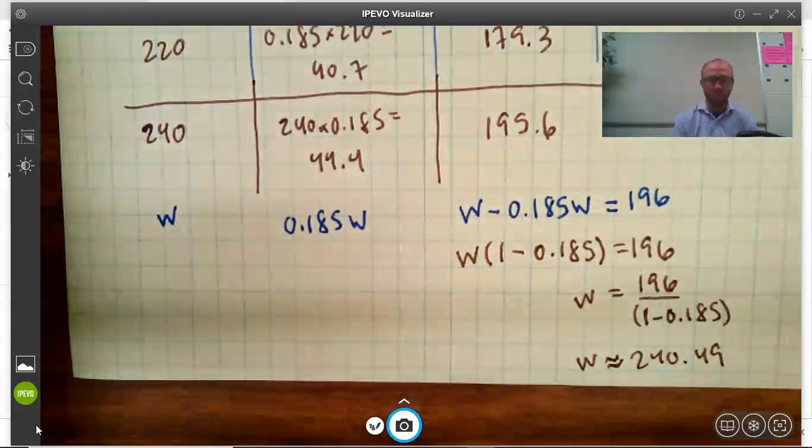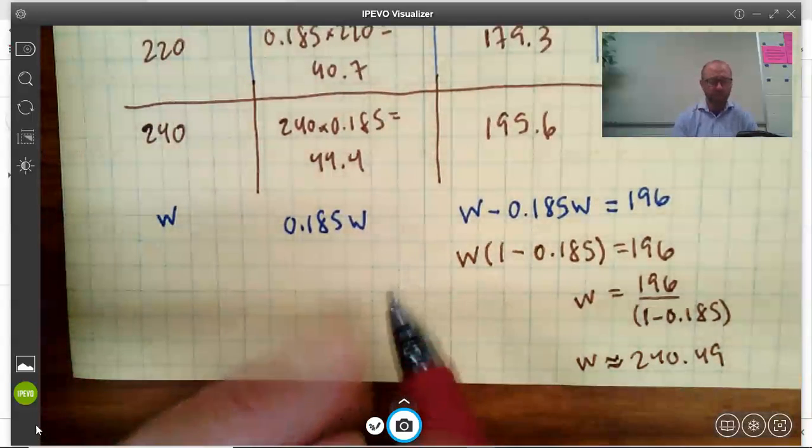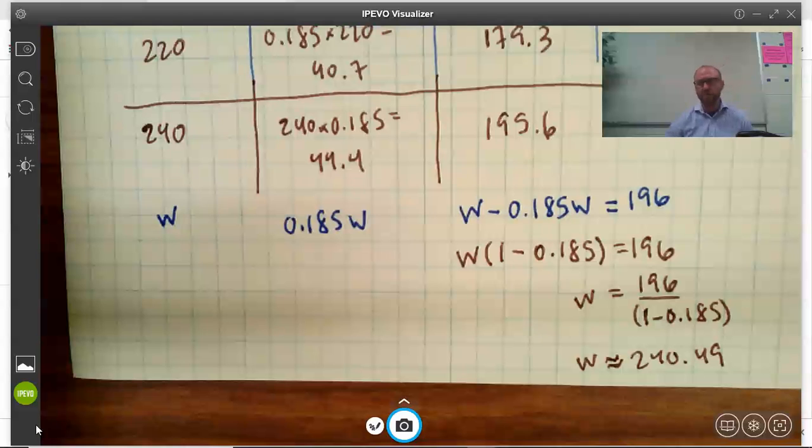But by setting up this formula, and it helped to do a couple of guess and checks first, to figure out what procedure we're using to do this calculation.